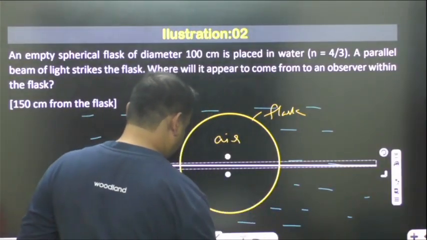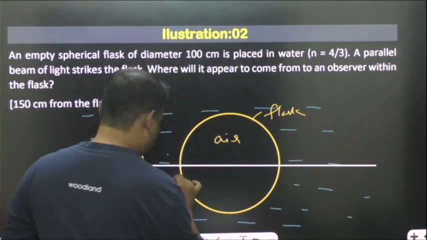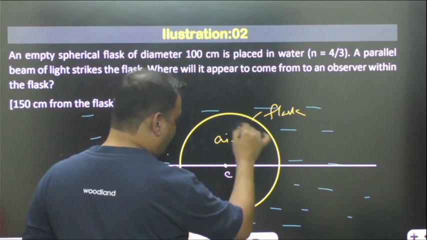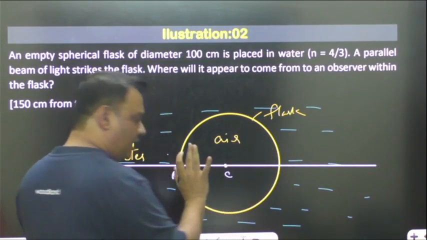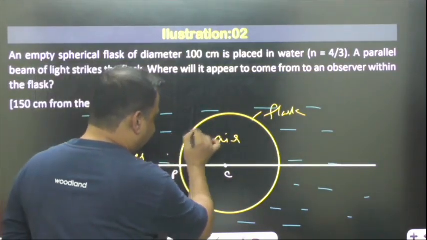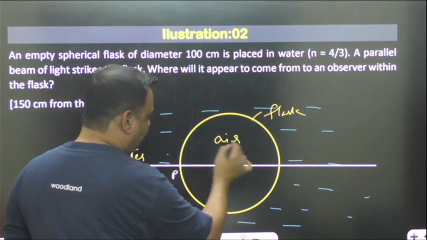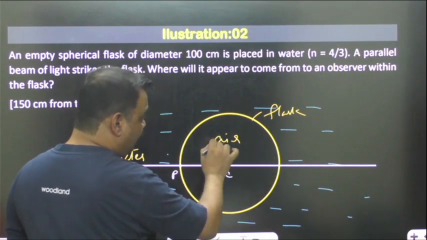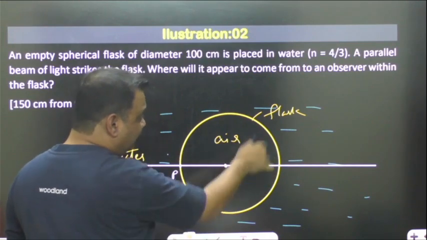This will be the pole and this will be the center of curvature. And the observer is located inside the flask. So we have to consider just one refraction. Only refraction at this surface will take place. Getting the point? Because the observer needs to see the image from his location inside the flask.